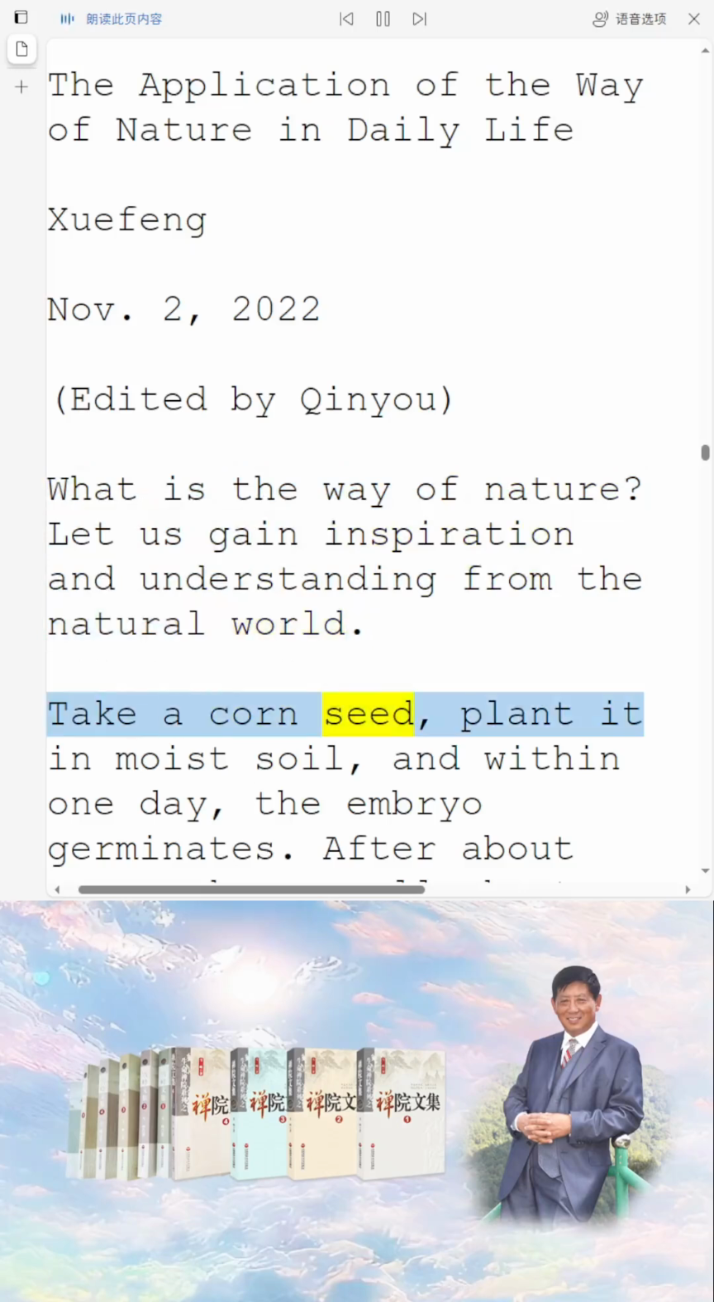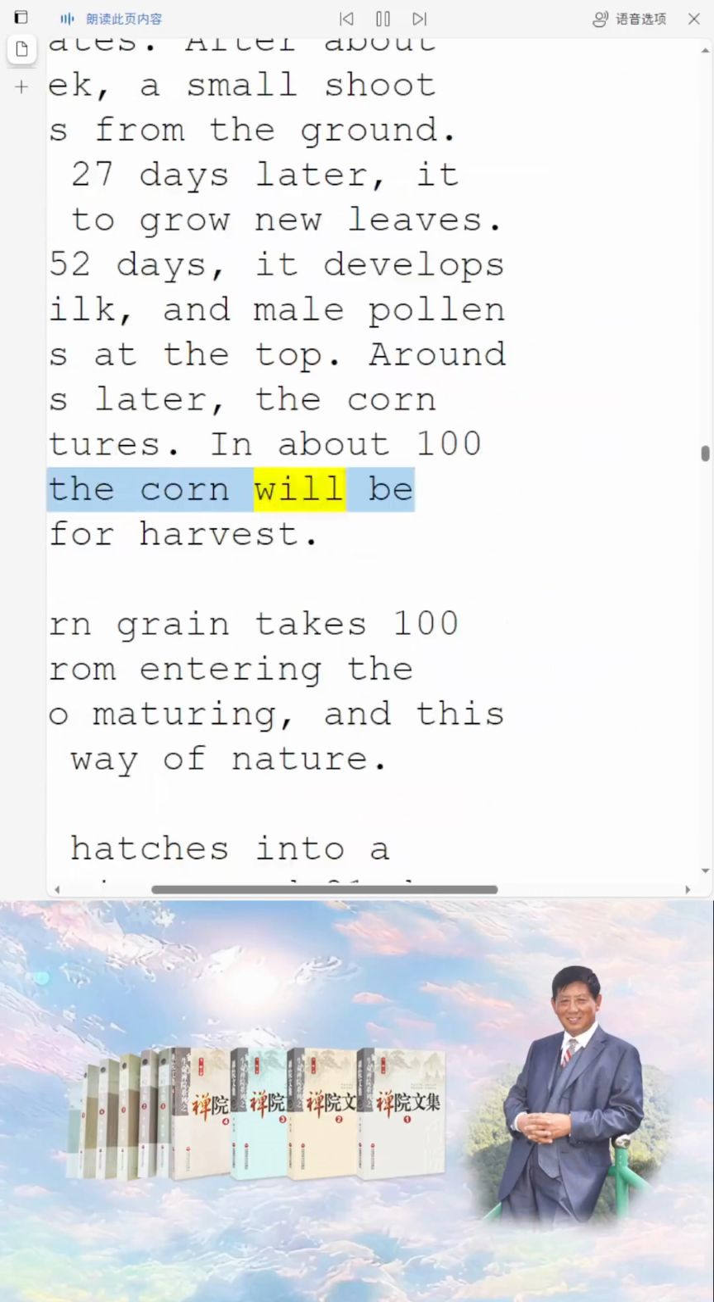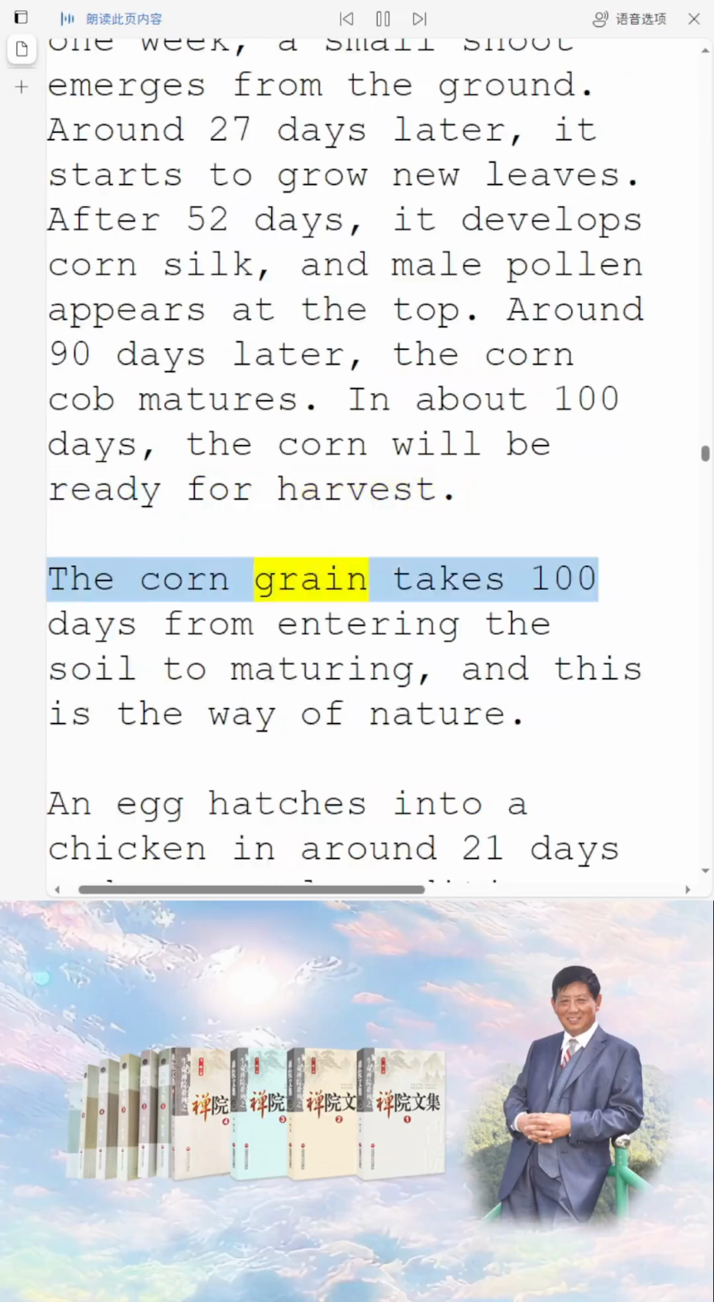Take a corn seed, plant it in moist soil, and within one day, the embryo germinates. After about 1 week, a small shoot emerges from the ground. Around 27 days later, it starts to grow new leaves. After 52 days, it develops corn silk, and male pollen appears at the top. Around 90 days later, the corn cob matures. In about 100 days, the corn will be ready for harvest. The corn grain takes 100 days from entering the soil to maturing, and this is the way of nature.